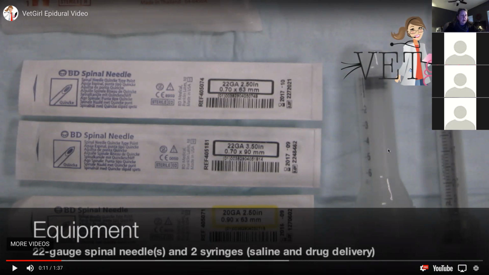Usually you need a syringe of sterile saline. And then the drugs, you're either going to just do preservative-free morphine, preservative-free bupivacaine, or morphine and bupivacaine. It depends on the doctor. So you can use a different combination when you do an epidural.